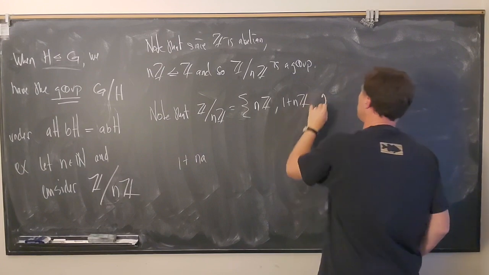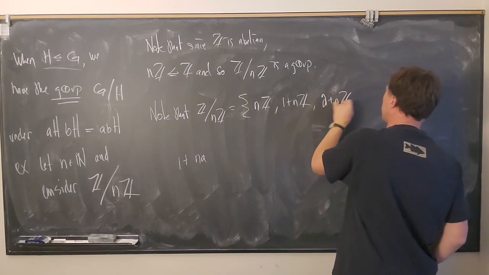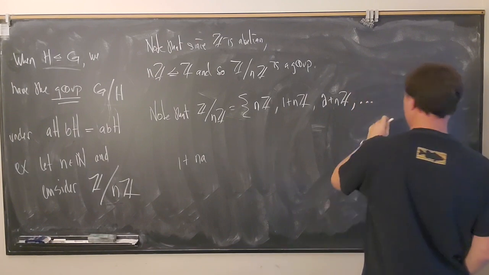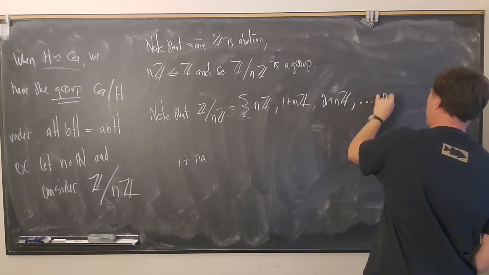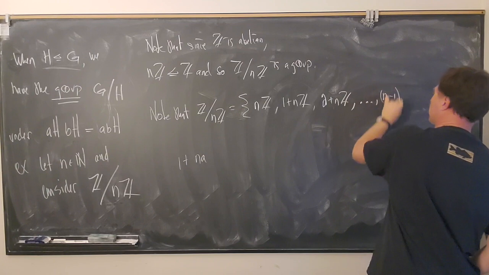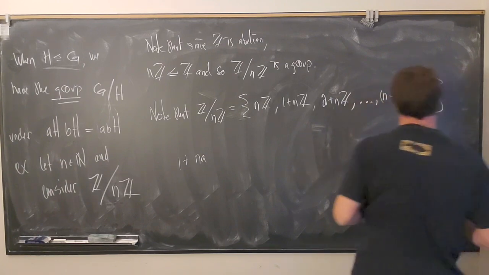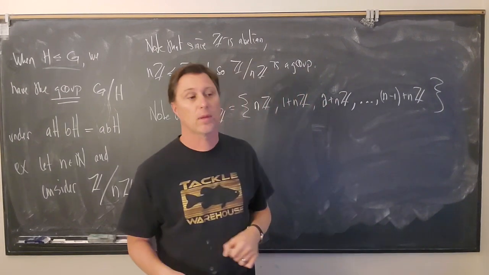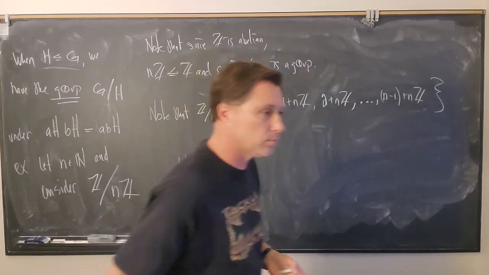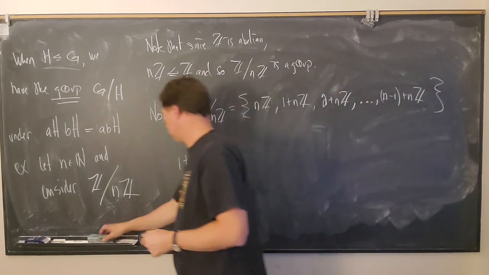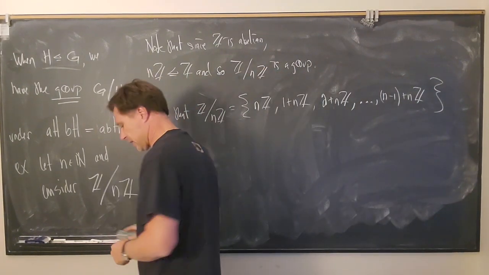Then there'll be 2 plus nZ, dot, dot, dot, all the way down to, now notice what will happen, n minus 1 plus nZ. That's going to be the last one, because n plus nZ is equal to nZ. Okay, so here's our group. Let's see if we can say anything about it.